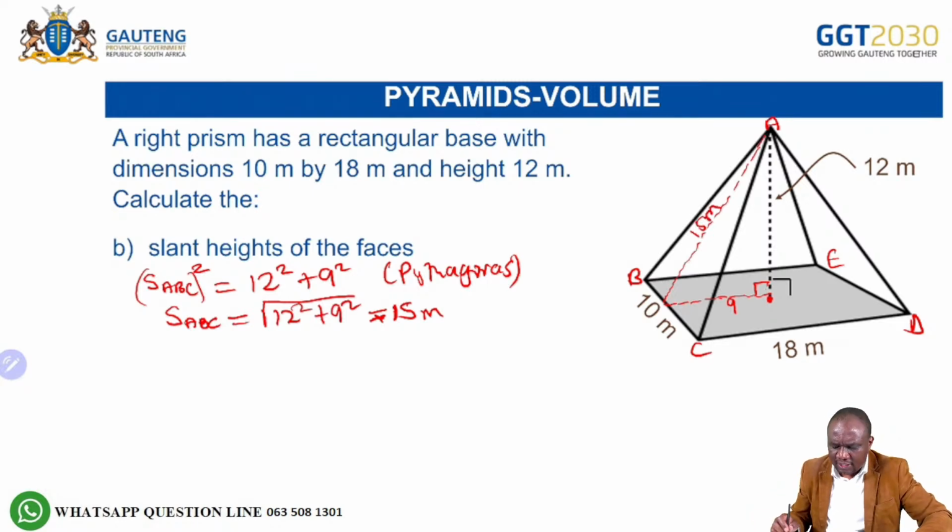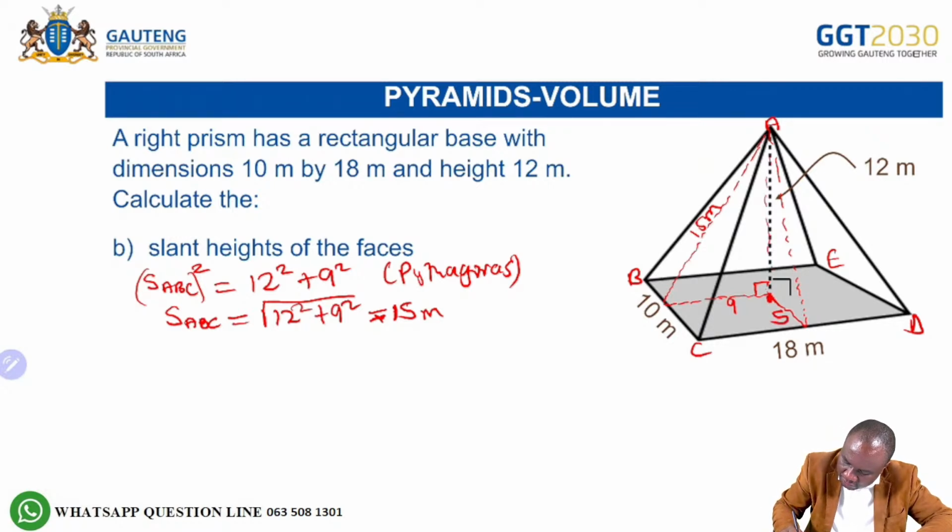Okay, and then let's look at triangle ACD. This one, ACD. What is the slant height here? This distance is going to be half of 10, because this is the center. So this is half of 10, which means this is 5. And then the height is still the same, which is 12.